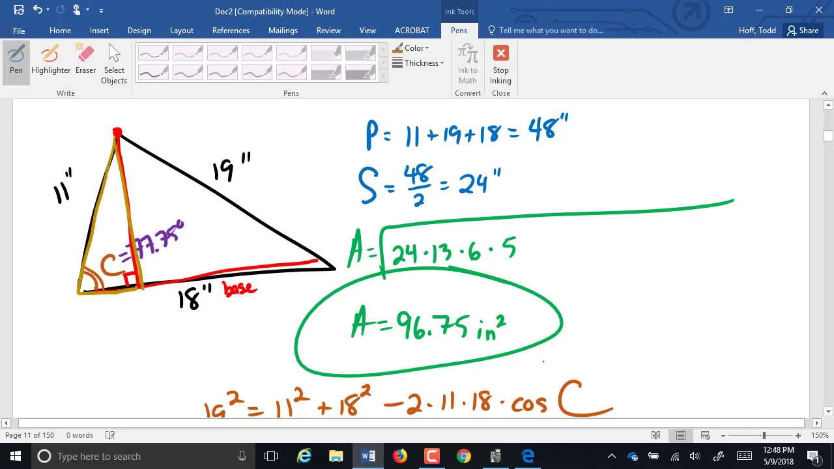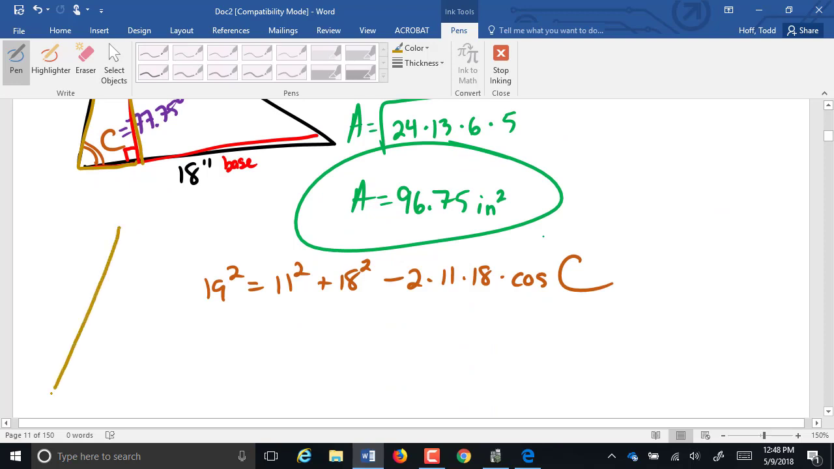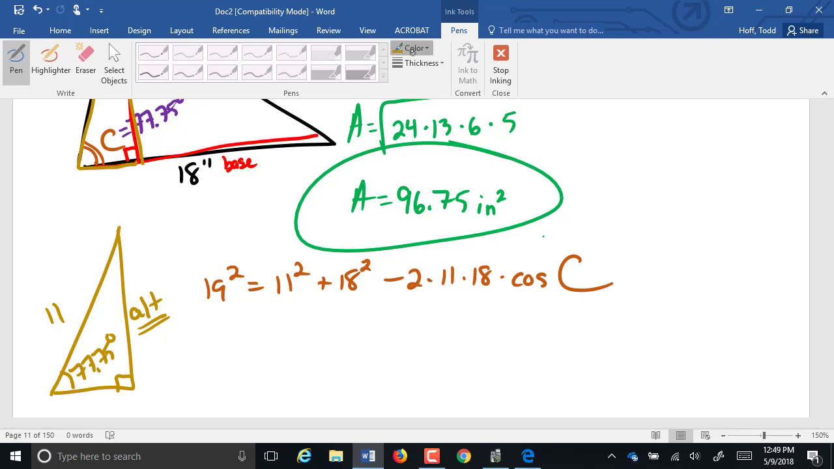What that just created for us is a right triangle here. What we know about that right triangle is that this is a right angle, this side is 11, this angle here is 77.75 degrees, and that this is the altitude of our triangle. To find that altitude, we would use a sine because that's the opposite side and this is the hypotenuse.